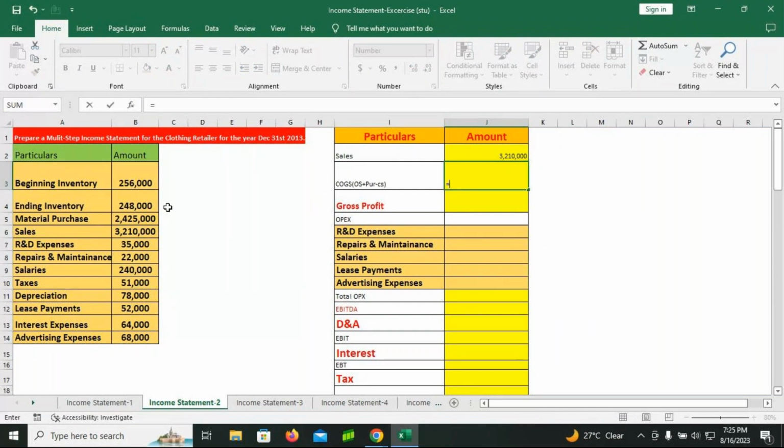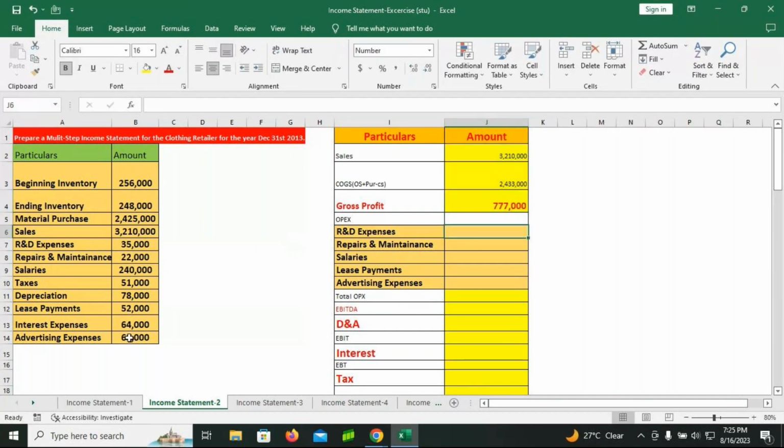That is opening stock, the beginning inventory, plus purchases. What is the purchase I have made? 24,25,000 minus closing stock, the ending inventory. So this becomes my COGS. Gross profit will be sales minus COGS.